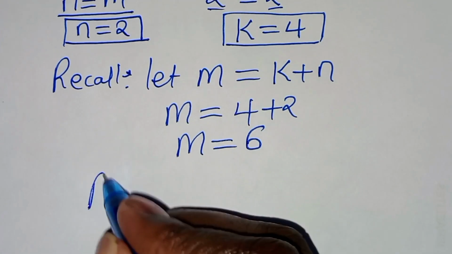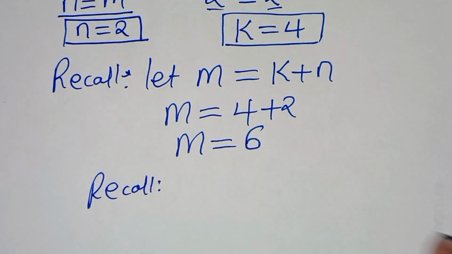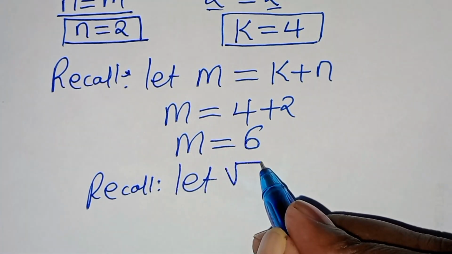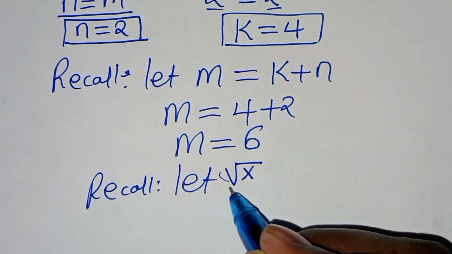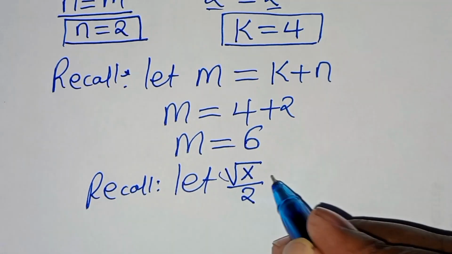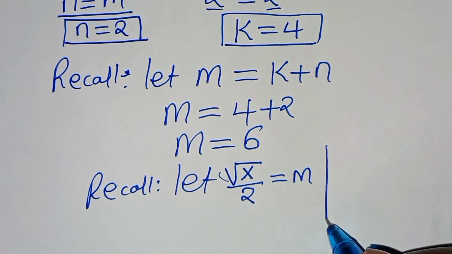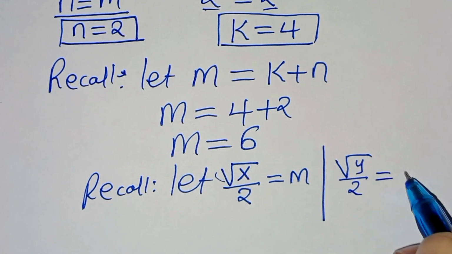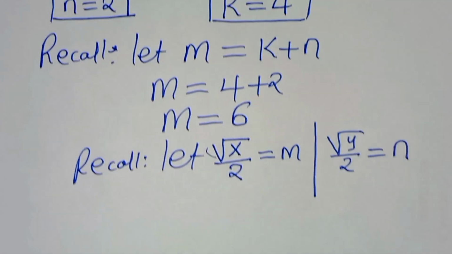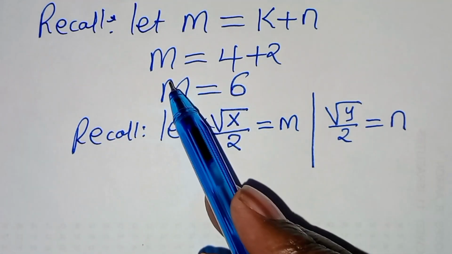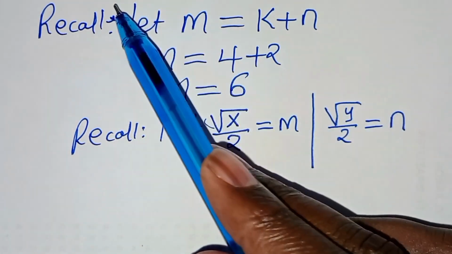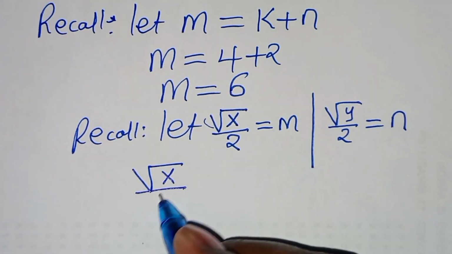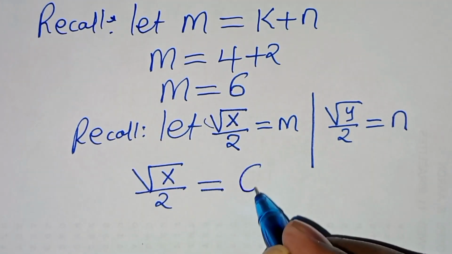Now, again, if you recall again here, we are saying that let this, that is the square root of x over 2 be equal to m, and we are saying that let square root of y over 2 be equal to n. So now we have the value of m here and we have the value of n. So let's substitute here. So we have the square root of x over 2. This is equal to m, which is equal to 6.